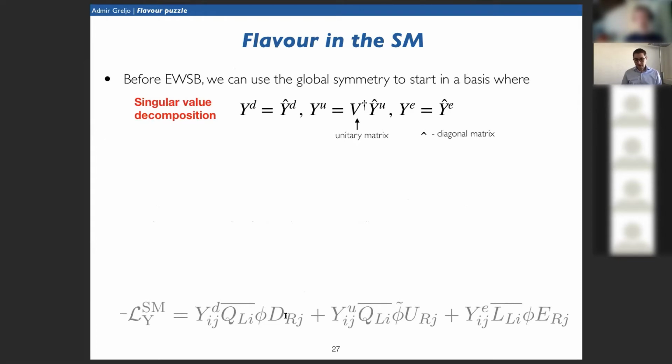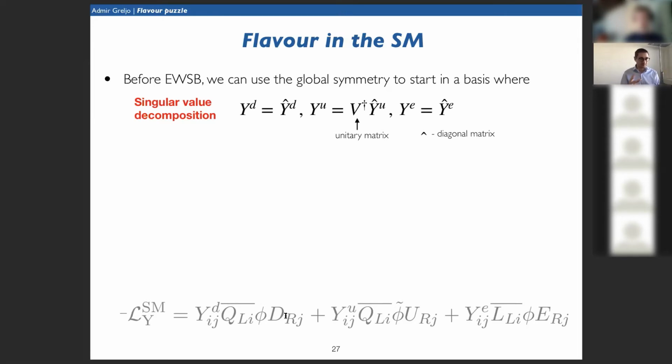Let me now see where flavor violation is in the standard model, so let me try to derive the interactions between matter and gauge bosons. Before electroweak symmetry breaking, fermions are massless, since electroweak symmetry protects the masses of the fermions. So I will start in a specific basis.